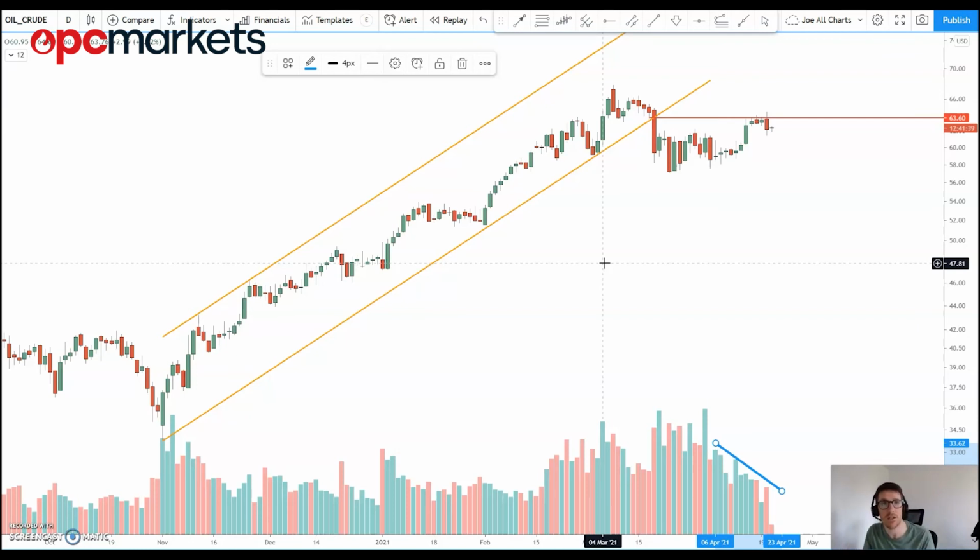Obviously, we've got the headlines. We're watching the situation in India, and of course in other countries as well, where coronavirus is seemingly getting back out of control again. We've got to keep an eye on the level at 63.60. I think in the short term, if that can be overcome, then maybe we'll see a continuation higher. But for now, looking for more downside in the very short term in oil.